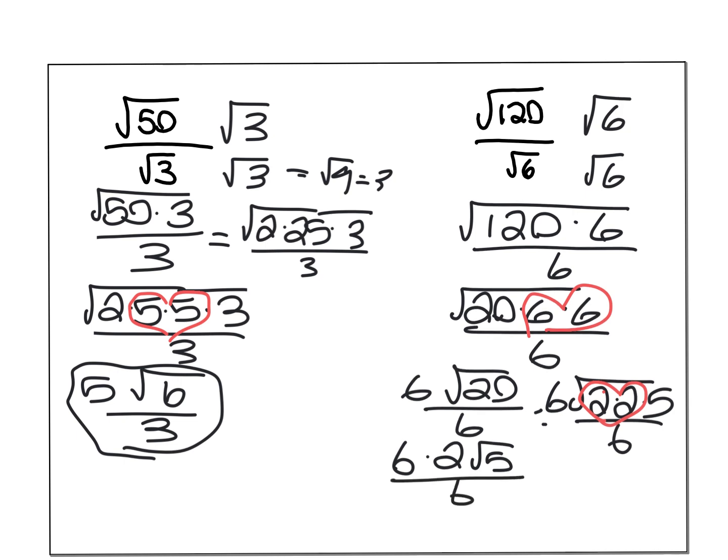And we all know from elementary school, when you have a fraction, you can get rid of the top and the bottom if they have the same number. So our final answer is 2 square root of 5.